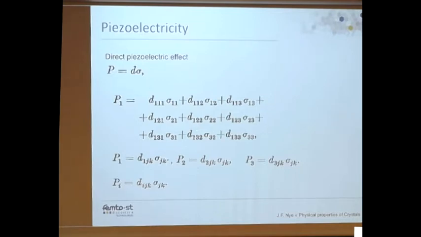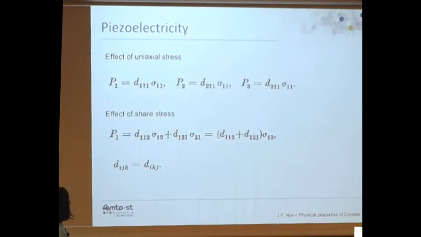For example, polarization along direction 1 we can induce with different types of stresses. It depends on the material and the symmetry how many coefficients are non-zero. Uniaxial stress is easier: polarization along direction 1 will be induced by stress 1, 1, described with coefficient 1, 1, 1. Polarization along direction 2, with uniaxial stress along x, is described with coefficient 2, 1, 1, and polarization along direction 3 with coefficient 3, 1, 1.